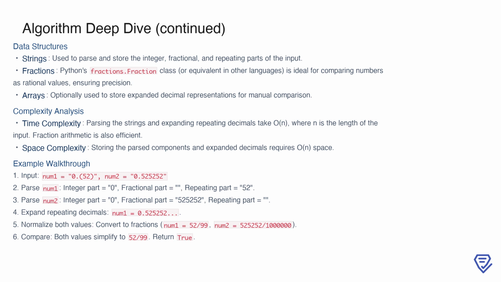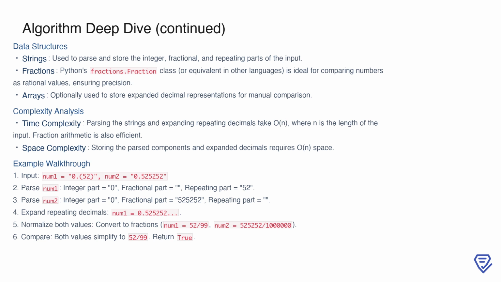In terms of complexity, parsing the strings and expanding the repeating decimals both have a time complexity of O(n), where n is the length of the input. Similarly, fraction arithmetic is efficient and ensures precision. For space complexity, storing the parsed components and expanded decimals requires O(n) space. To illustrate, let's walk through an example.